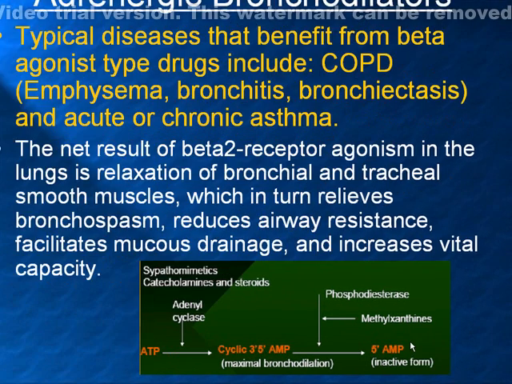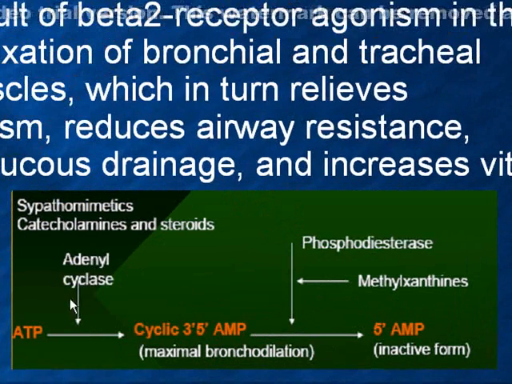And you can see from the chart at the bottom that the primary mechanism for bronchodilation is the conversion of ATP via adenyl cyclase, which converts to 3,5-cyclic AMP, which is the membrane-bound chemical which is responsible for bronchodilation.